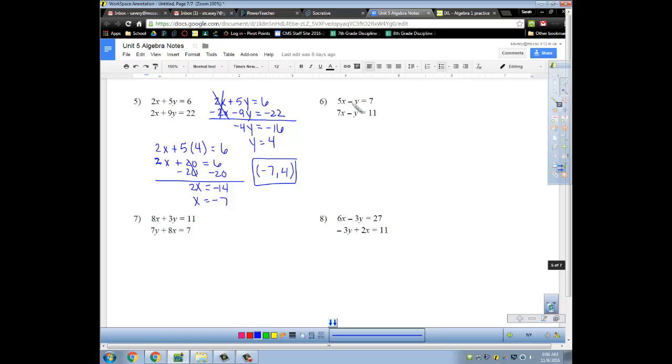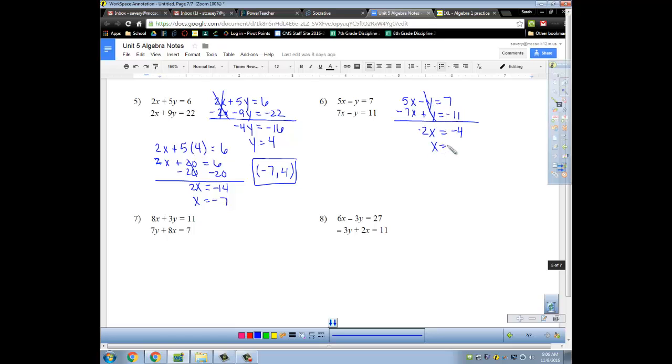Okay, number 6 has the same thing going on. My y's are the same, but they have the same sign as well. We don't want that. So a quick way to fix that is change all of your signs. So I'm going to rewrite the first problem and change all my signs for the second one. 5x minus 7x is negative 2x. That's gone. 7 minus 11 is negative 4.